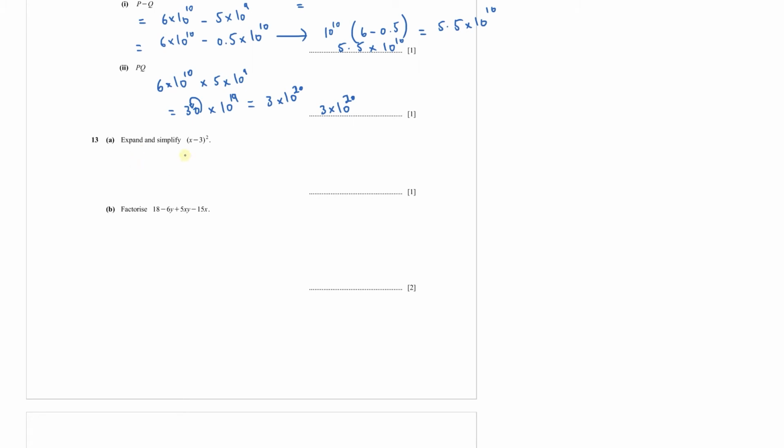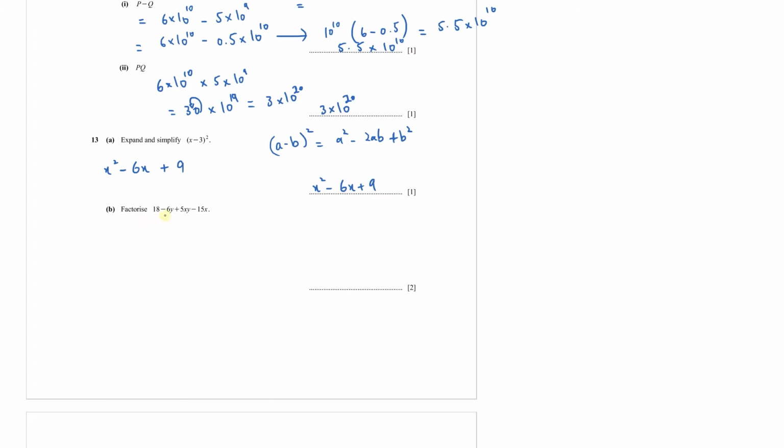Question 13 is expand and simplify x minus 3 whole square. So you can use the formula a minus b whole square equals a square minus 2ab plus b square. So you will expand this: x square minus 2 times 3 times x, which will get 6x, and then plus 3 square would be 9. So x square minus 6x plus 9.